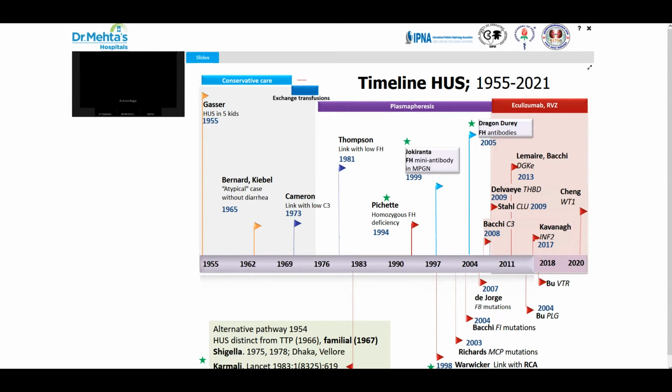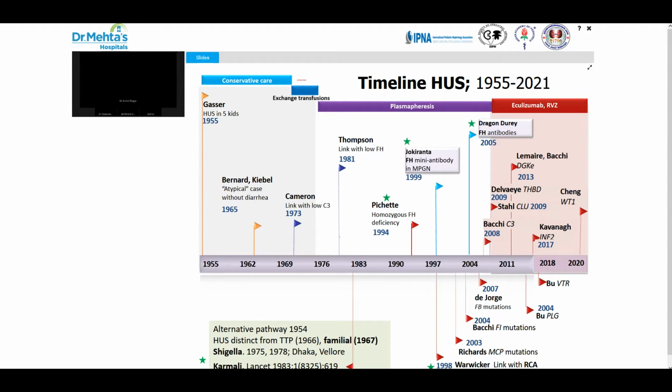And over the years, we have had various major discoveries. In 1998, it was first shown in a major way that the complement system is directly linked to the occurrence of HUS. And here, this is the region of the RC, and we'll be discussing it as we go ahead. Dr. Dragan Dure is credited with the discovery of factor H antibodies about 15 years ago. And subsequently, there have been multiple advances and more genes have been discovered that can cause hemolytic uremic syndrome.